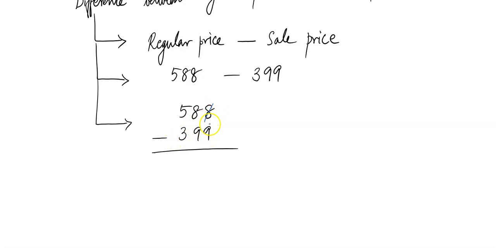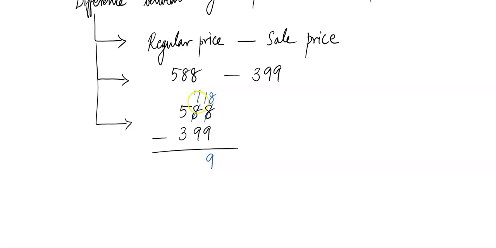Now 8 minus 9 is what you will do, but because 8 is smaller than 9 and it is in the ones place, you borrow a 10 from here to make it 18, because you're borrowing it from the tens place. This is the ones place, this is the tens place, right? So you borrow the 10, that's why you make the 8 into an 18. So 18 minus 9 will be a 9. Now because you borrowed a 10 from here, this 8 would now become a 7.